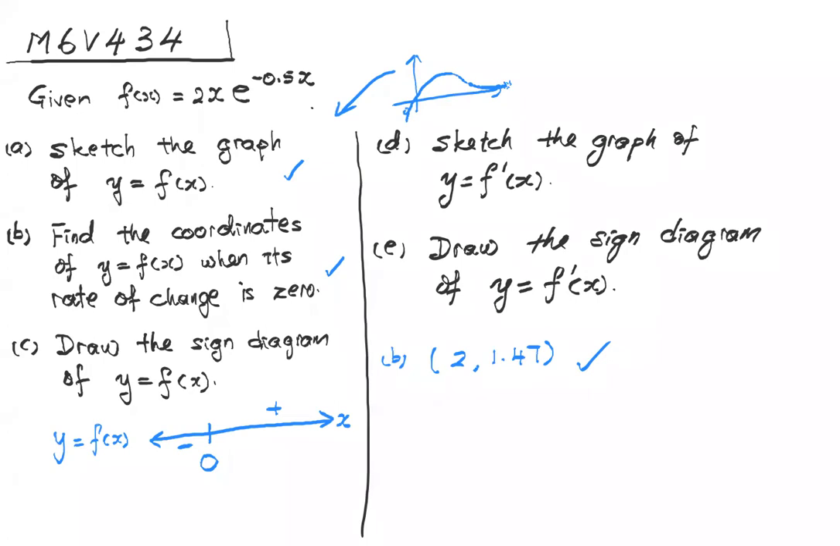Okay? Done with that. So now we want to sketch the graph of y equals f prime x. I'm going to teach you how to use your graphic calculator without differentiation. I can get the graph. So I'm going to do part D. You have your y1 equal to 2x e to the power negative 0.5x. Am I right? Okay, so can you please make sure your y2 is this?